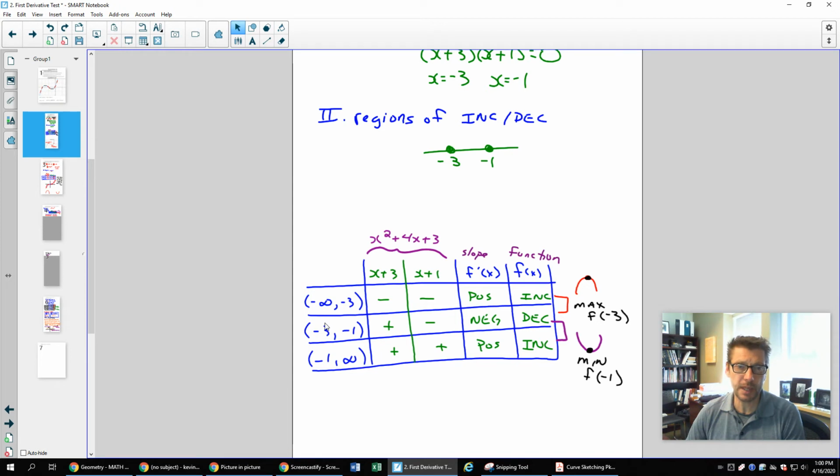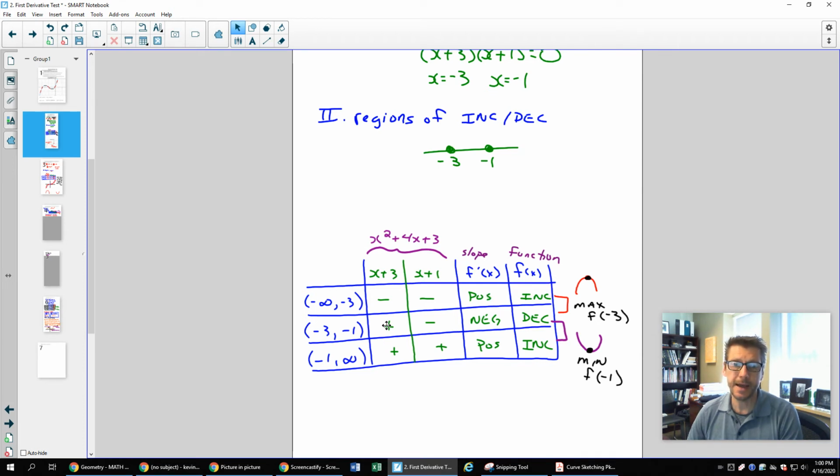So pick a number between negative infinity and negative 3, and it doesn't matter what number you pick. If I pick negative 10, negative 10 plus 3 would be negative 7. If it's less than negative 3, if I add 3 to it, it's always going to be a negative number. And if I add a positive 1 to a number in that region, it will also always be negative. If I put that number into the function itself, x squared plus 4x plus 3, it would also tell me the slope is positive there.